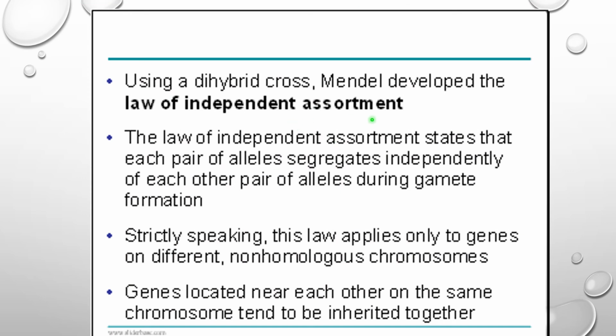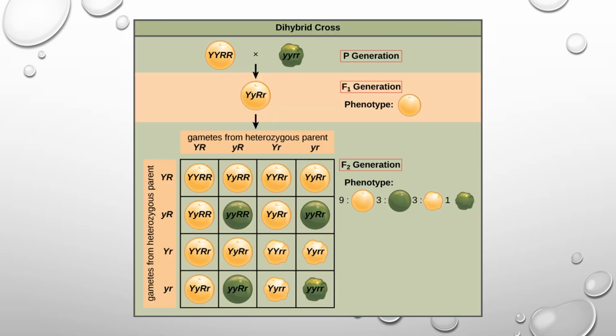Now, independent assortment. What they are saying is that each pair of alleles segregates independently of the other pair of alleles during gamete formation. Now, this is one pair, this is the other pair. Whatever the cross, each pair can express in the presence of the other pair independently. That is the law of independent assortment. They can segregate or separate from each other independently. So this is a supportive one for the dihybrid cross of independent assortment, which is the third law of Mendel.